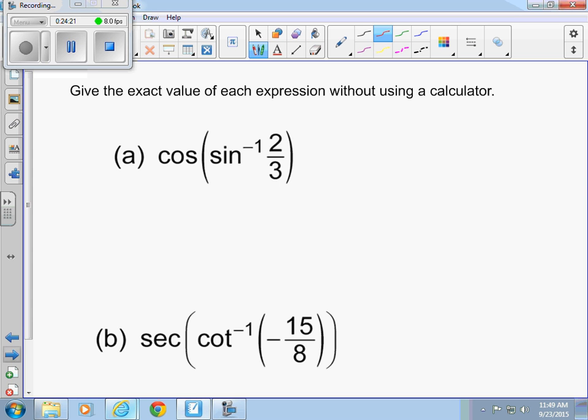So I want to do cosine of sine inverse of 2/3. What am I going to do first? Do the inside part, sine inverse of 2/3. And yes, I'm going to draw a triangle for that. So, sine inverse of 2/3, right? That's the angle. Opposite over hypotenuse. So would you all agree that sine inverse of 2/3 gives me this angle?